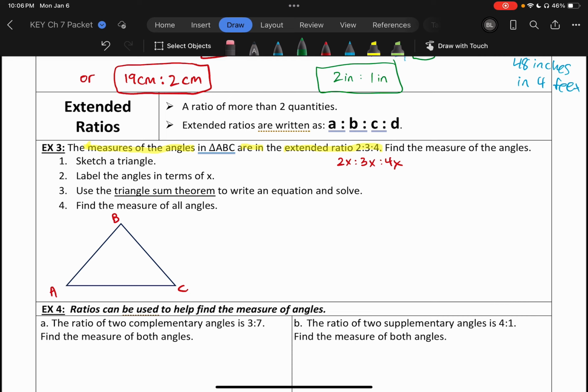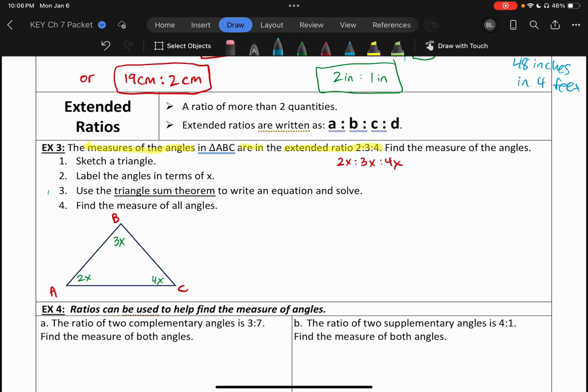So what we're going to do now is label our angles in terms of x, which is what we have listed here. Let's say that angle A is 2x, angle B is 3x, and angle C is 4x. Now we can use what we learned last semester, where we looked at what the angles inside of a triangle add up to.